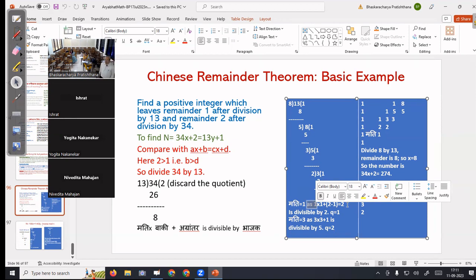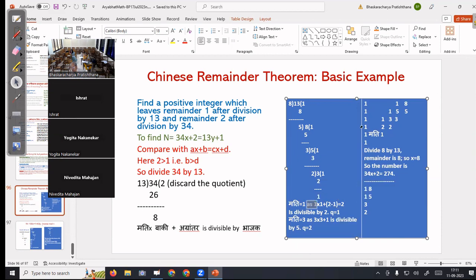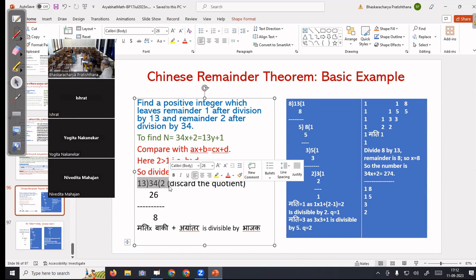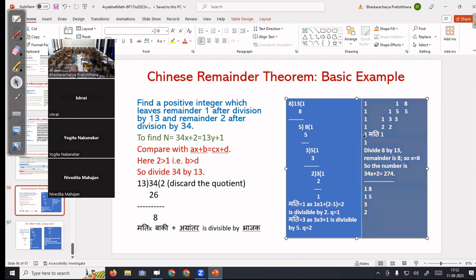Okay. Now you make a sequence. The sequence starts with the quotients. There are 4 quotients, 1, 1, 1, 1, because the first quotient is to be discarded. After that, you write Mati. Mati is 1 in our case. And then you write Q, the final quotient. Q equal to 1. That you write.